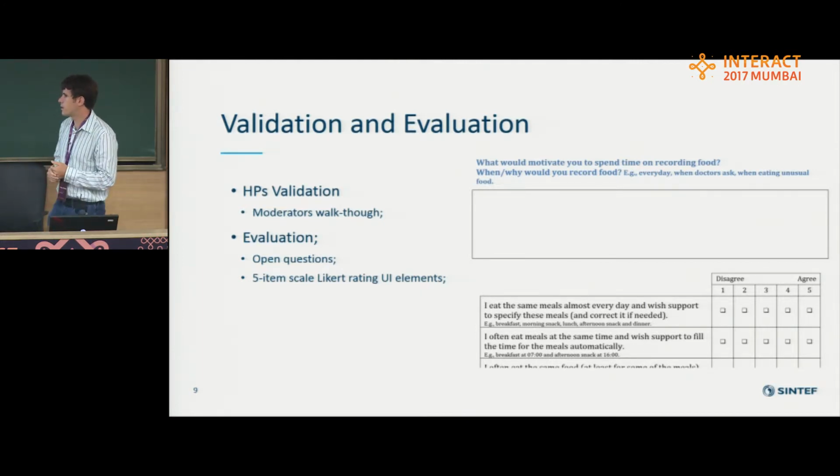And we had a small evaluation with a few open questions, asking a bit what people liked and disliked, and we had some Likert 5-item scales for some UI elements that we were more interested in getting a few more feedback on. So that was the process that we executed.